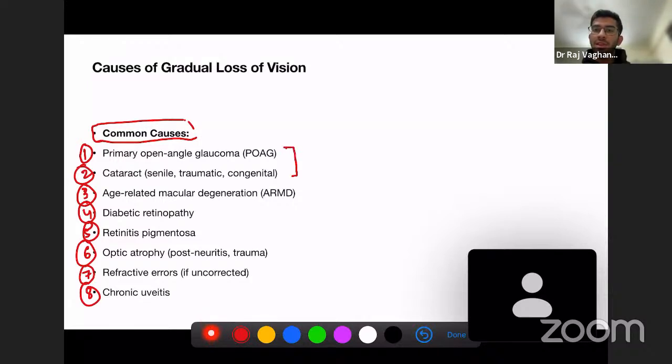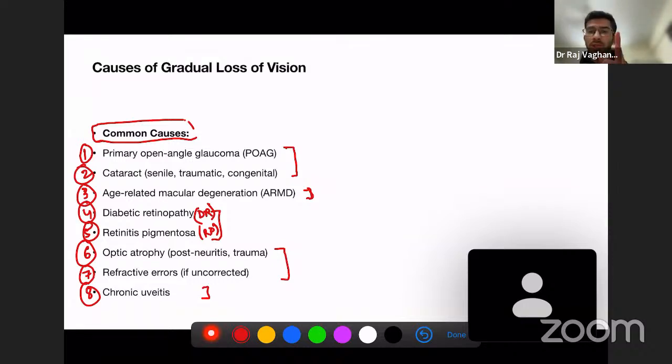Glaucoma, cataract, age-related macular degeneration: remember these as a separate set. Diabetic retinopathy you can remember as DR, doctor. Retinitis pigmentosa is RP, which stands for regular practitioner. Regular practitioner, RP, retinitis pigmentosa; doctor, DR, diabetic retinopathy. Then optic atrophy, refractive errors, and then chronic uveitis. Just remember it like this, then I think it would be easy for you.